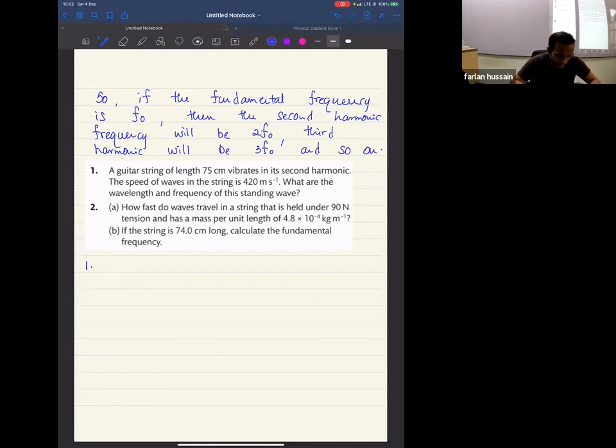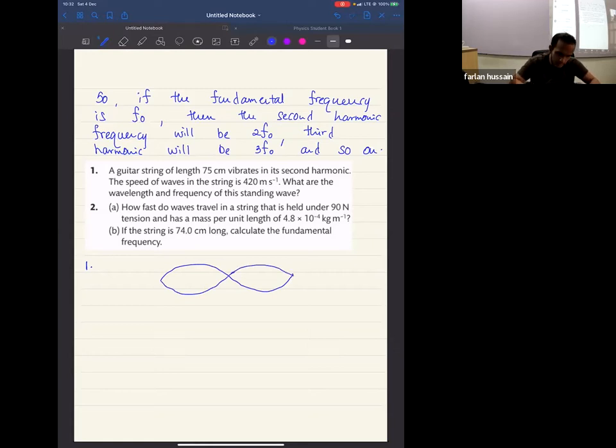A guitar string of length 75 centimeters vibrates in its second harmonic. The speed of the waves in this string is 420 meters per second. What are the wavelength and the frequency of this standing wave? So guys, second harmonic means it's going to be a stationary wave with two loops.